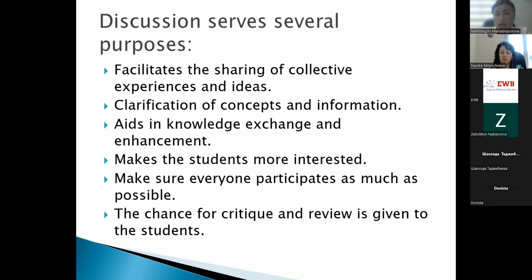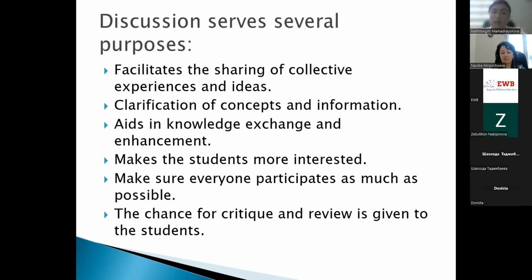Another thing that we see here is knowledge exchange and enhancement. During the discussion, students exchange their knowledge, and while giving their knowledge to each other, they can enhance their personal knowledge. Makes the student more interested. Of course, during the discussion, different minds have different opinions, different thoughts, and it is very interesting to see different ideas and to combine them into one and to solve any kind of problem.